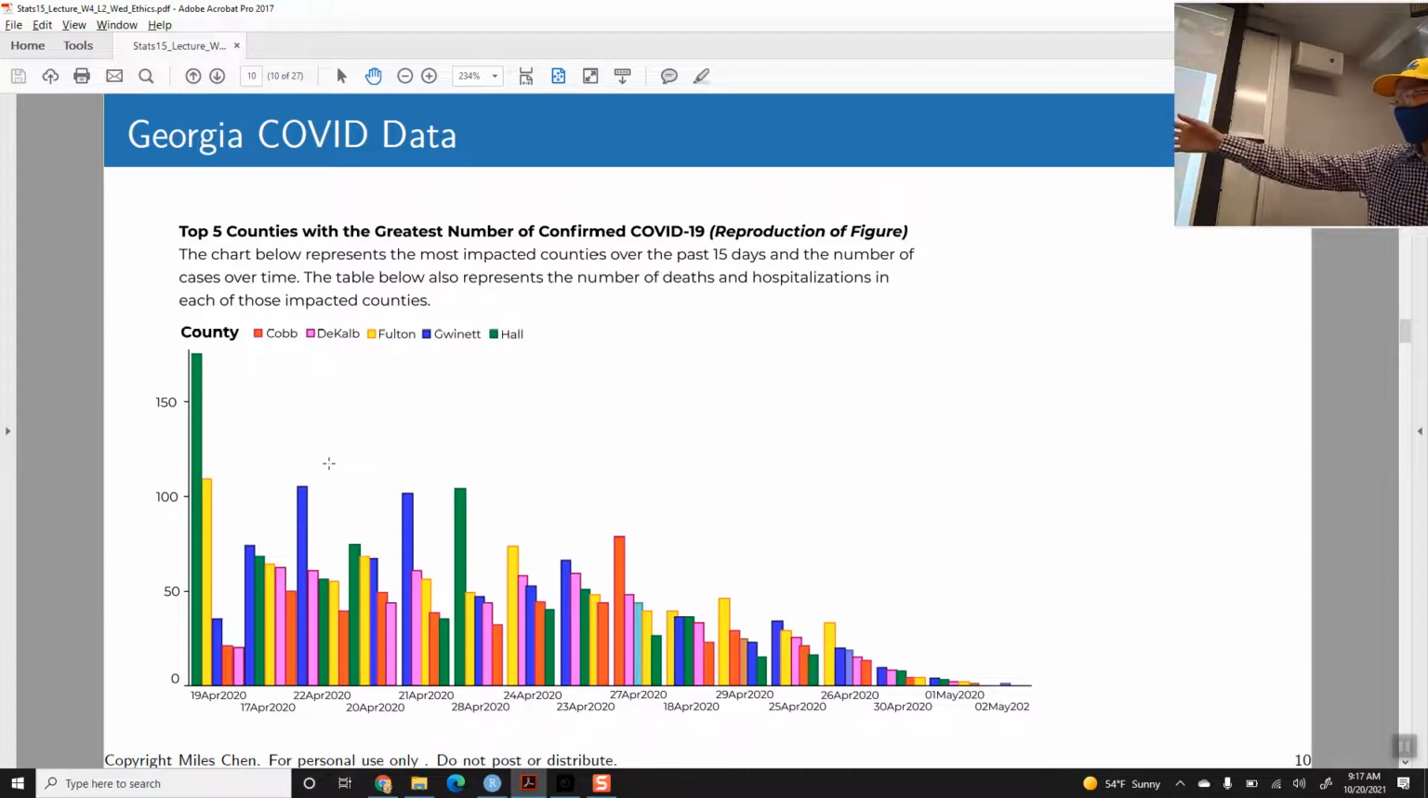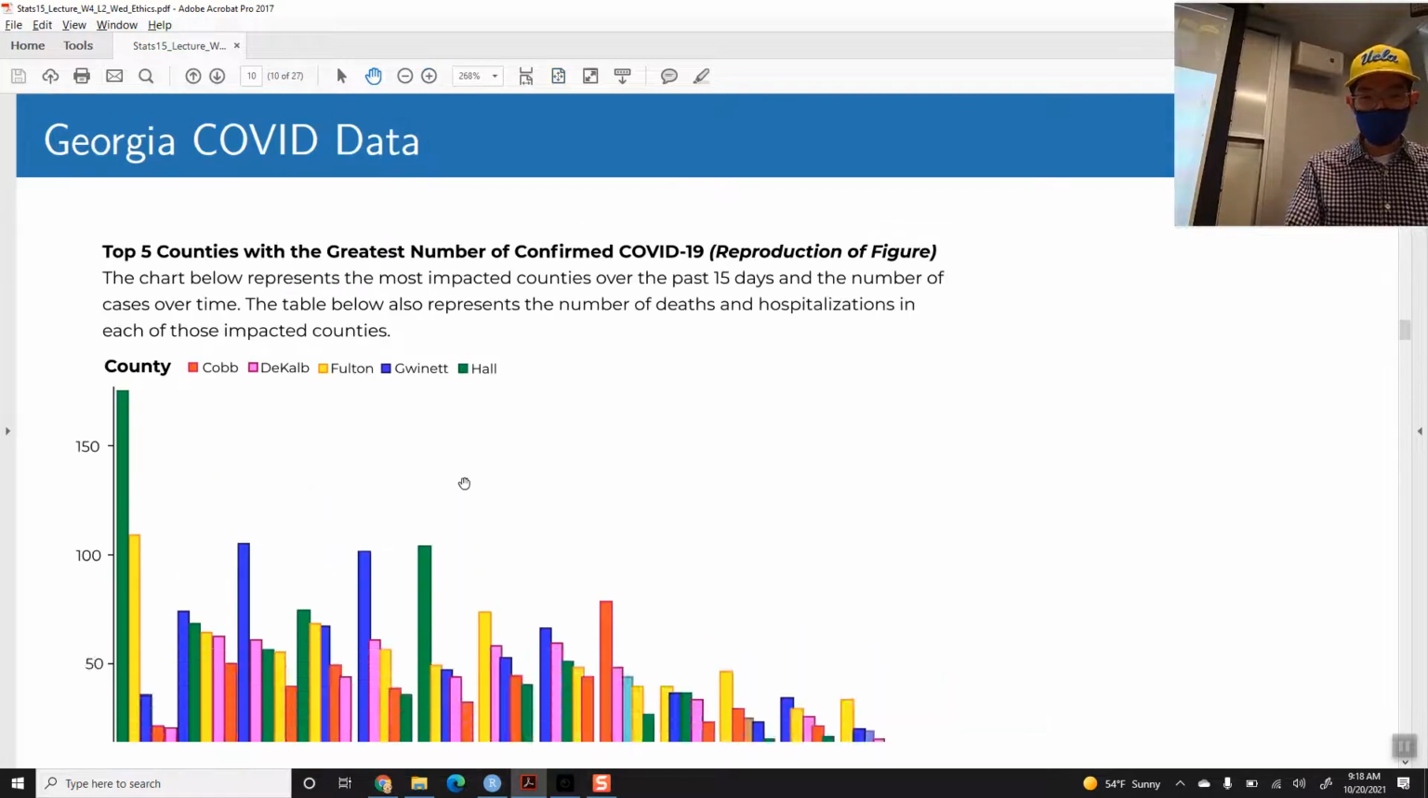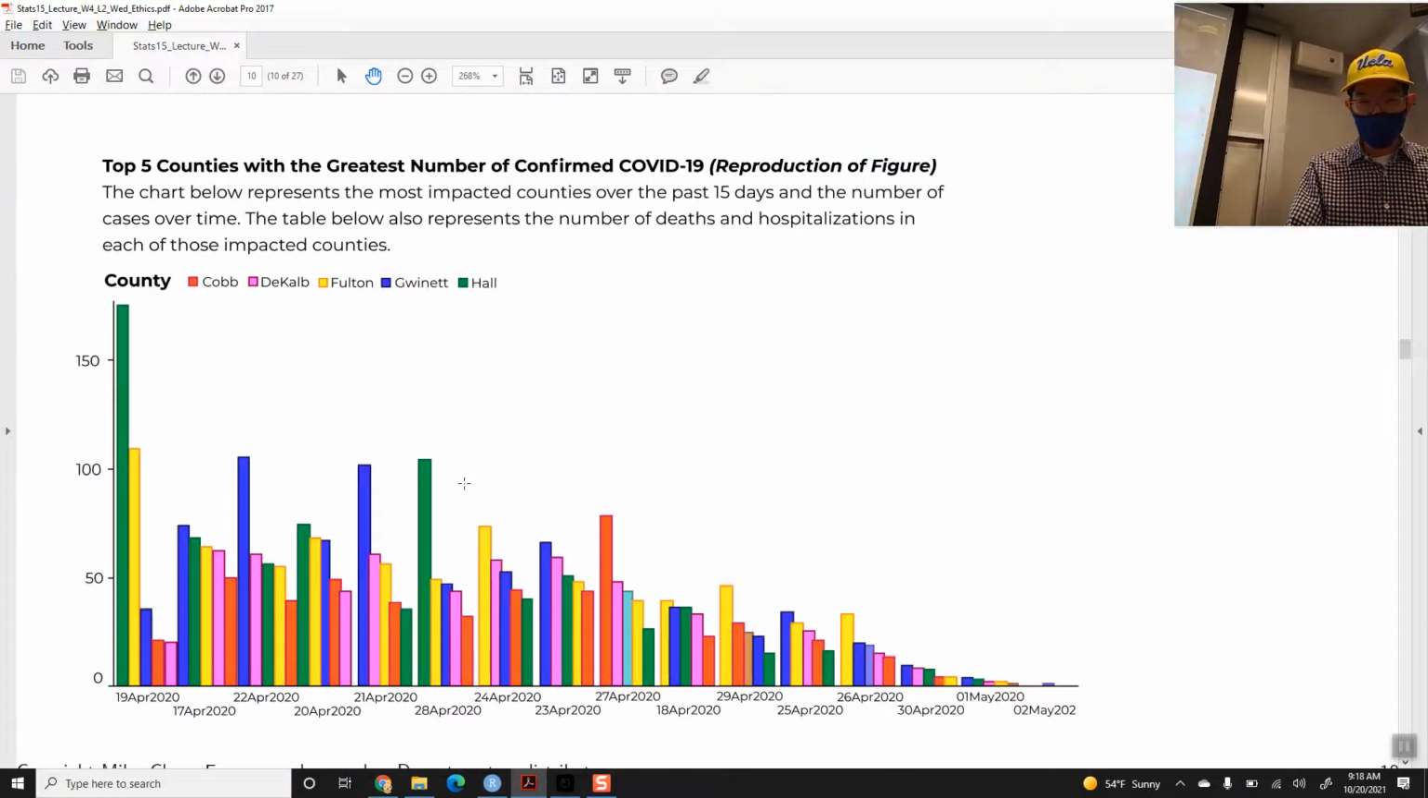All right, and so when you look at this, what does it look like is happening? It looks like it's decreasing over time, okay? But look carefully at the x-axis. What do we have? It says April 19th is over here, April 17th is here, April 22nd is here, April 20th is next, April 21st, April 28th, April 24th, April 23rd, April 27th, April 18, April 29, April 25. It's not in chronological order on the x-axis, okay?